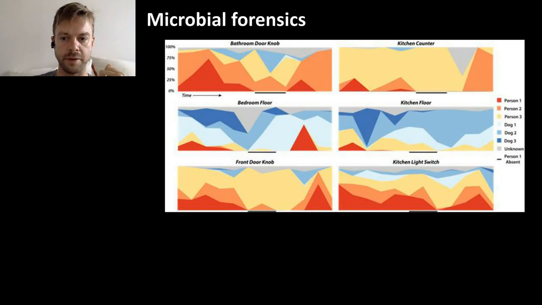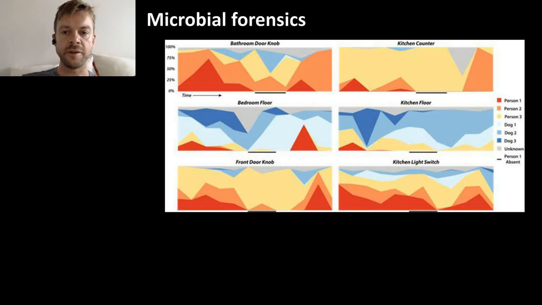So just focusing on this one. Here we have a kitchen counter, and I have 3 people and 3 dogs, if you look at the right-hand side. And I'm looking at how their microbiome contributes to this surface over time. Person 1 is a young man at age 25 living with his parents. Person 2 is his father, and person 3 is his mother. And then there are 3 dogs.